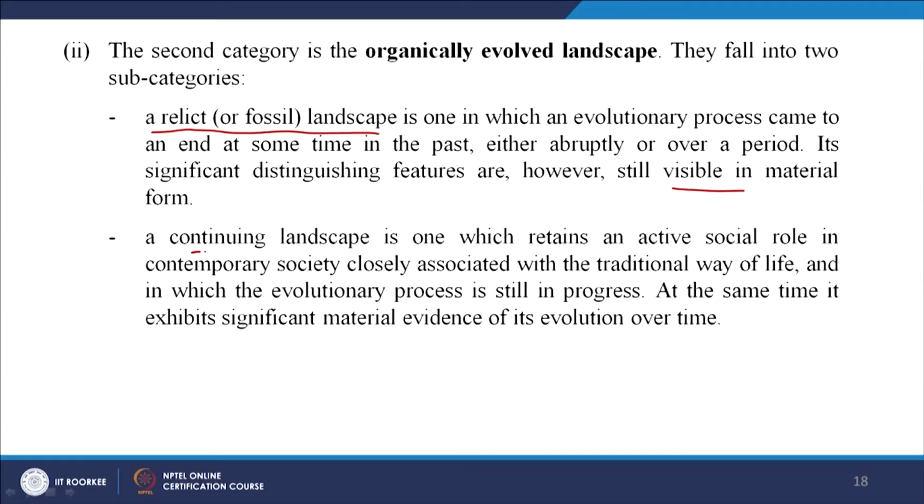The second form they talked about is a continuing landscape, which retains an active social role in contemporary society, closely associated with the traditional way of life in which the evolutionary process is still in progress. So in fact, in some parts of Europe the impacts of the ice age are still in progress, and you can see how the trees are able to adapt to the present ongoing climate as well. At the same time, it exhibits significant material evidence for its evolution over time.